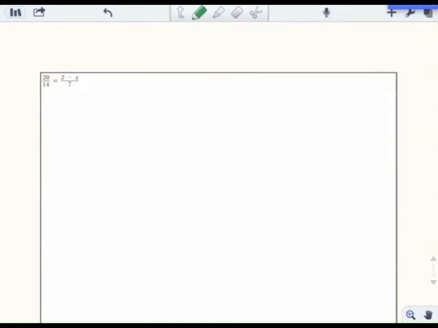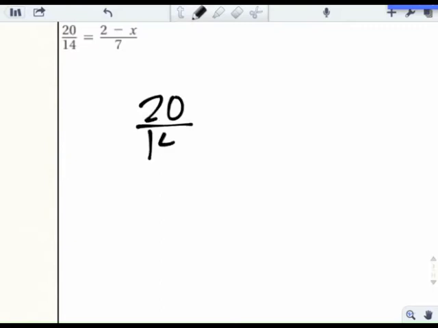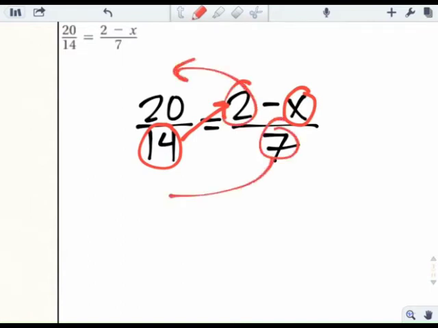So let's look at another example of solving proportions. Let's say we wanted to solve the proportion 20/14 equals (2 minus x)/7. Now notice in this case we have a complicated numerator on the right-hand side of the equation. If we were to cross multiply, we would take the 14 and multiply it over here, but we don't want to do that. Remember that our goal here is to isolate x. We want to solve this equation for x, which means getting the 2 over here, getting the 7 over here. So we don't want to bring the 14 over to the right-hand side. That goes against our purposes.